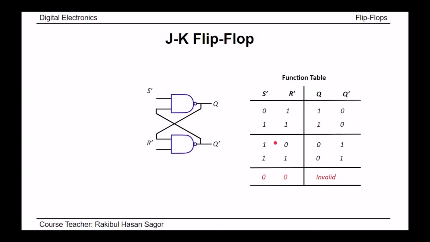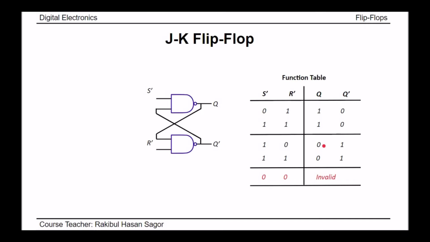Next, when S prime equal to 1, R prime equal to 0, it means S equal to 0, R equal to 1. R equal to 1 means the output will be reset. So the value of Q will be 0. Reset means 0. So if the value of Q is equal to 0, the value of Q prime will be equal to 1. For S prime equal to 1, R prime equal to 1, that means S equal to 0, R equal to 0, the output will hold the previous value.